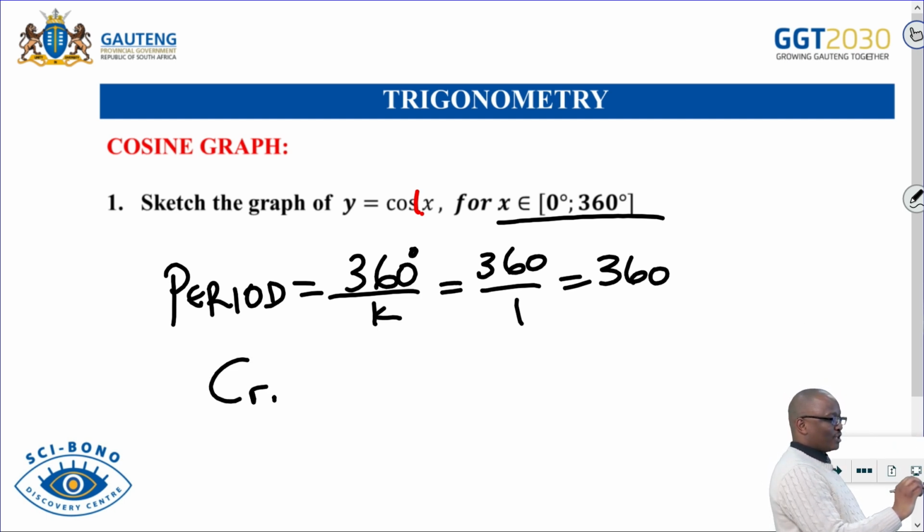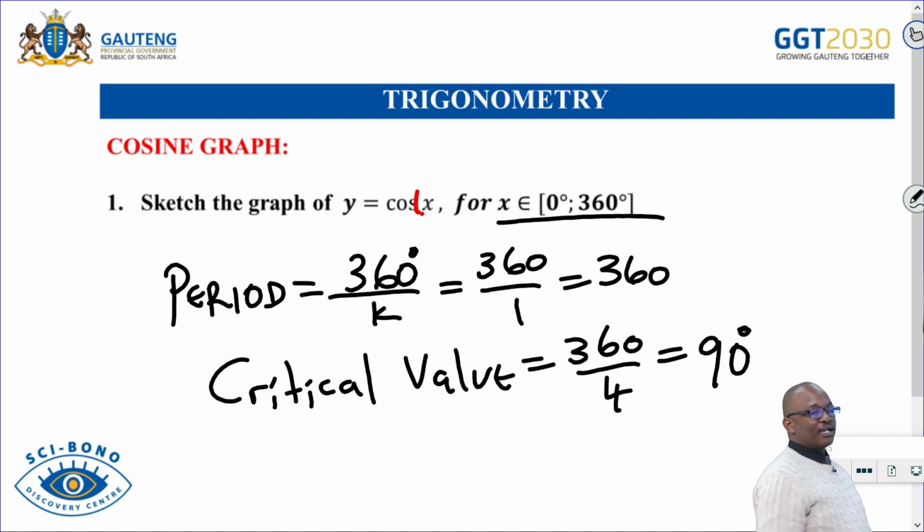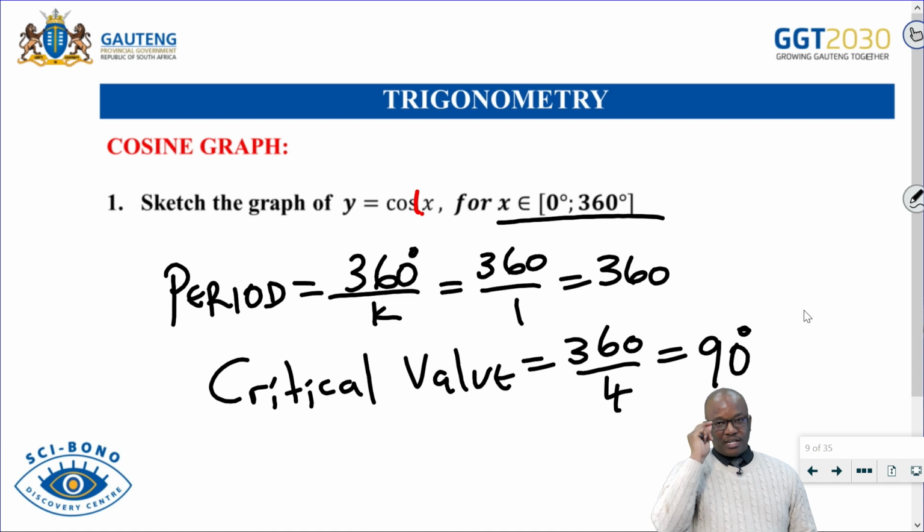For you to get your critical values, we said we take your period and divide it by 4 always. Then you get 90. It tells you that this graph will go in intervals of 90, 90, and 90.